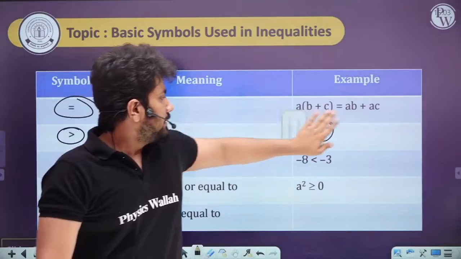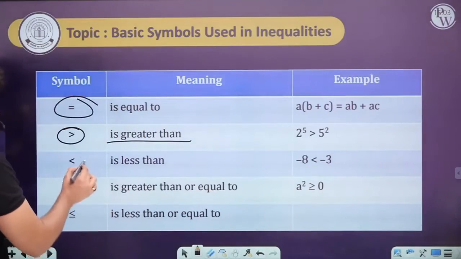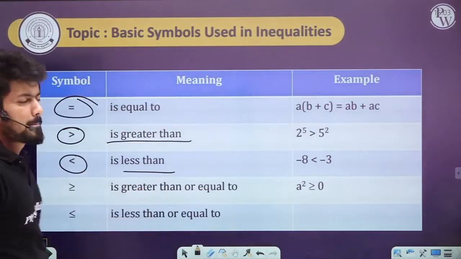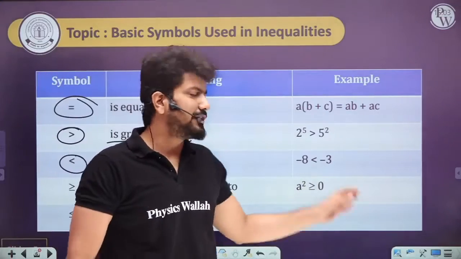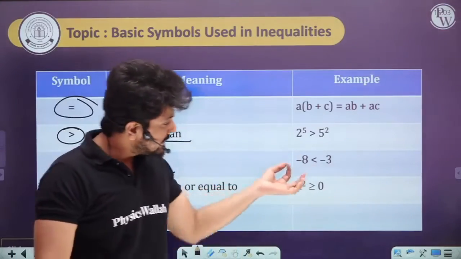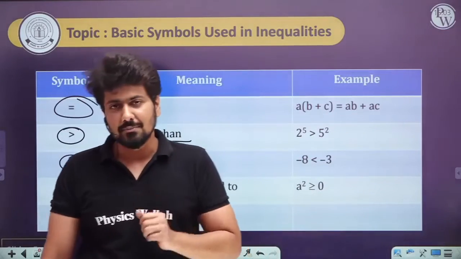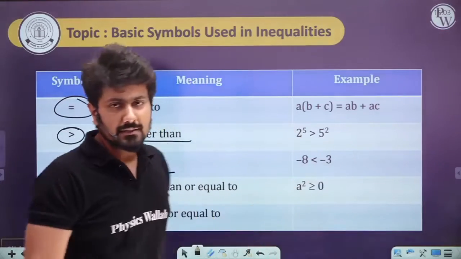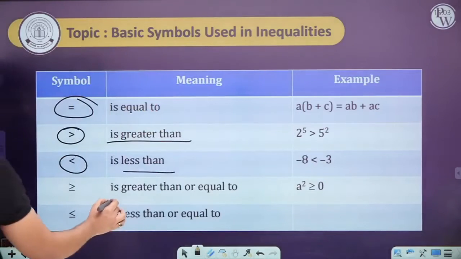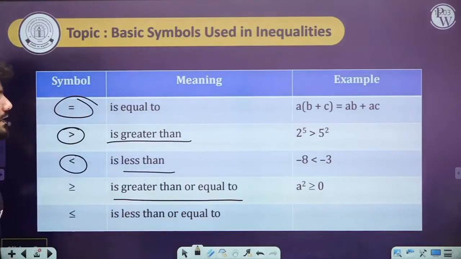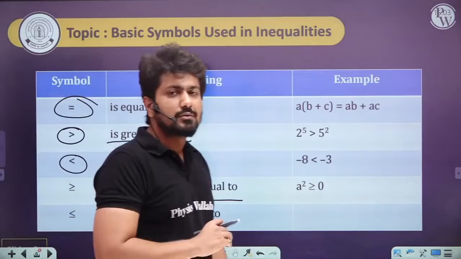Now we have the less than symbol. If we talk about -8 and -3, we will be using the less than symbol. That -8 is less than -3. Then we have the greater than or equal to symbol.